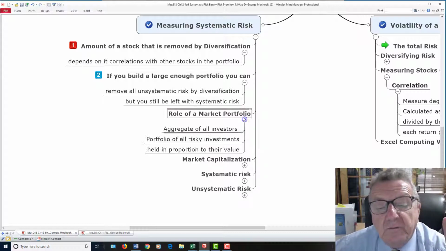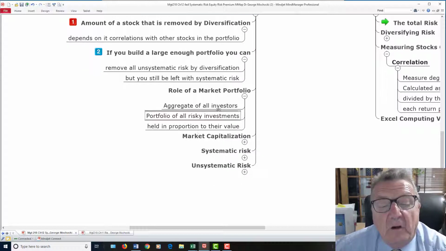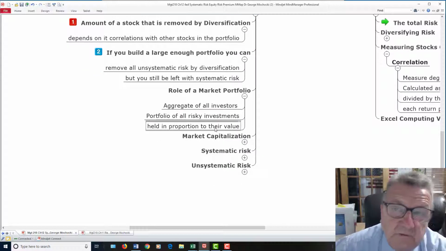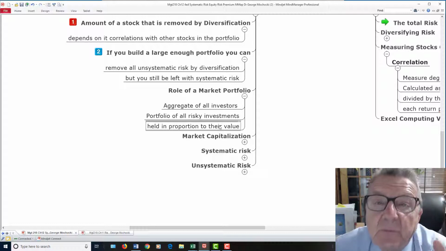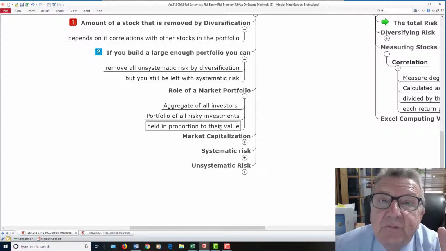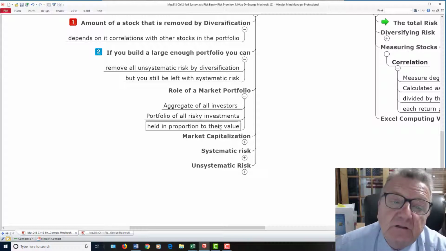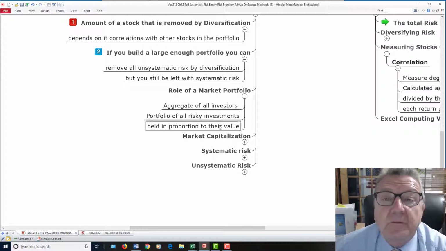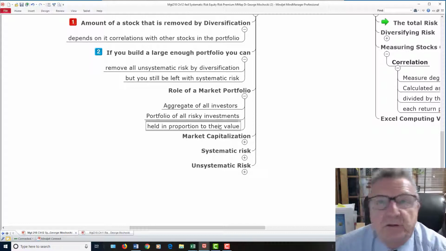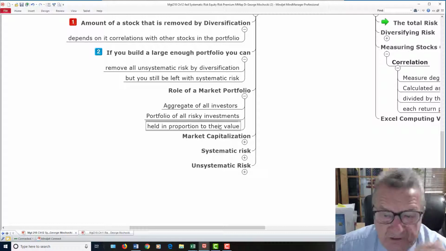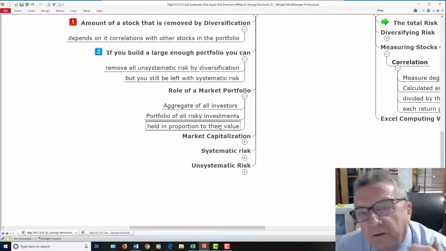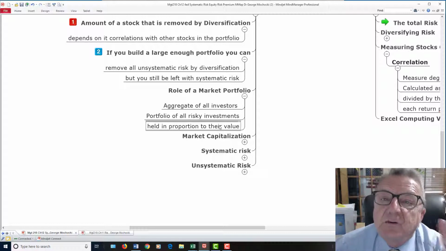Okay, role of the market portfolio. It's the aggregate of all investment portfolios of all risky investments, held in proportion to their value. Again, you're taking a probability, you're making an assumption, and some risks may be higher than others. I'm not trying to sell marijuana, but if you look at marijuana about three to four years ago, people said, oh, it's a risky stock. The federal government, when you had Sessions, was against the drug, so you're taking a big risk.